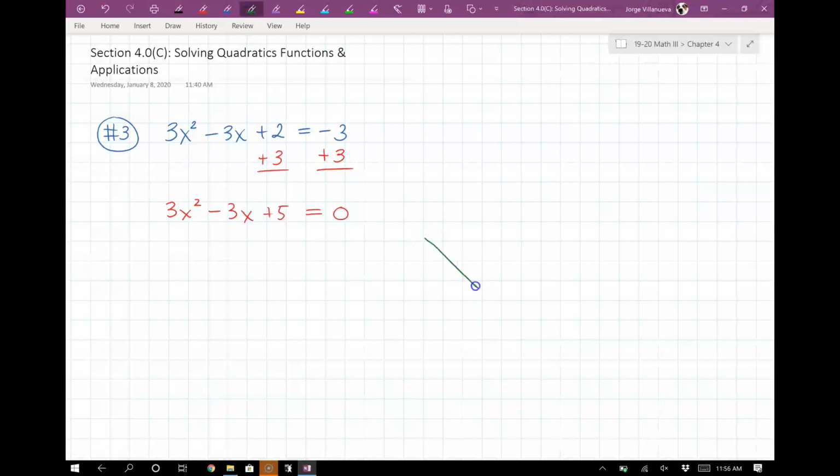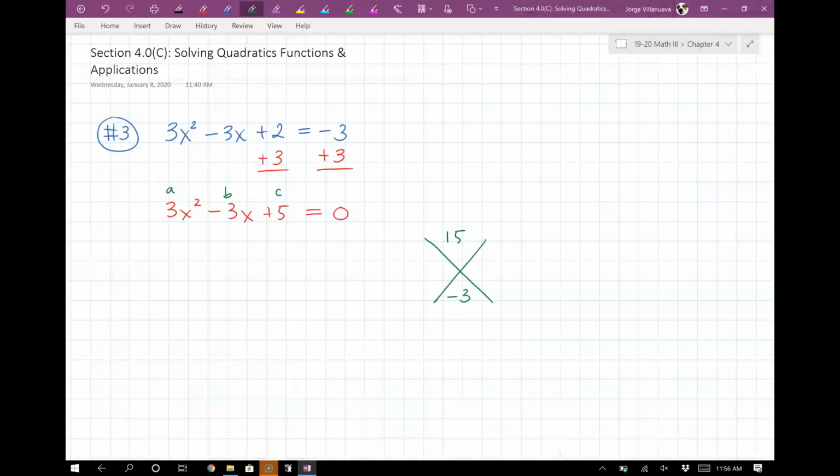So I'm going to make a little x over here, and I'm going to multiply 3 times 5. That's going to give me 15. Remember, this is my a, my b, and my c, right? So my a times c, that's 15. On the bottom goes a negative 3. And I have to think of two numbers that multiply to 15 that give me a negative 3 when I add them. So what two numbers multiply to 15 that give me a 3 when I add them?